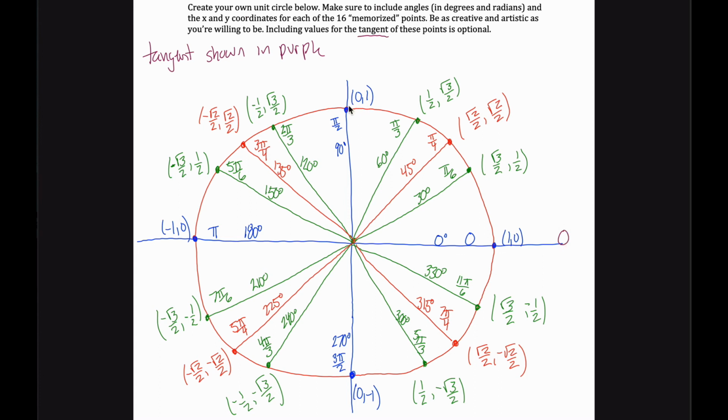Same logic for this point. I can either take its y coordinate, which is 1, and divide it by its x coordinate, which is 0, and get something that is undefined. Or I can consider the slope of the line that connects the origin to this point. It's a vertical line. A vertical line has an undefined slope.